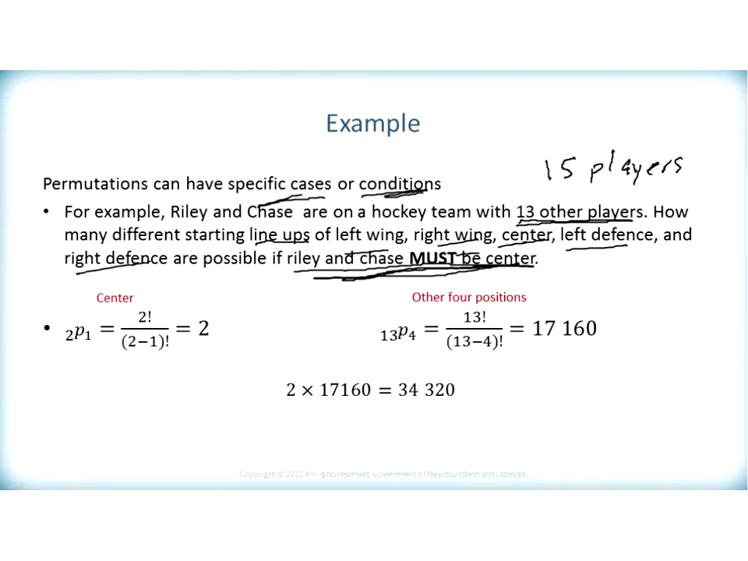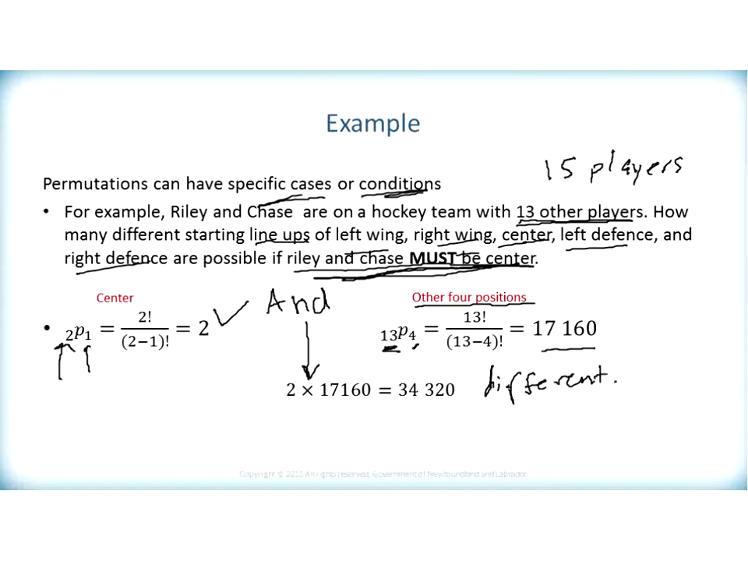So if Riley and Chase are center, that means we have 2 options for the 1 position. And we see that there's 2 ways that this can happen. For the 4 other positions, there are 13 people left that can play those positions. 13 can play each of the 4, which would give us 17,160 for those 4 positions. We need a center and the 4 other positions, and therefore we multiply the 2, and we get 34,320 different starting lineups.